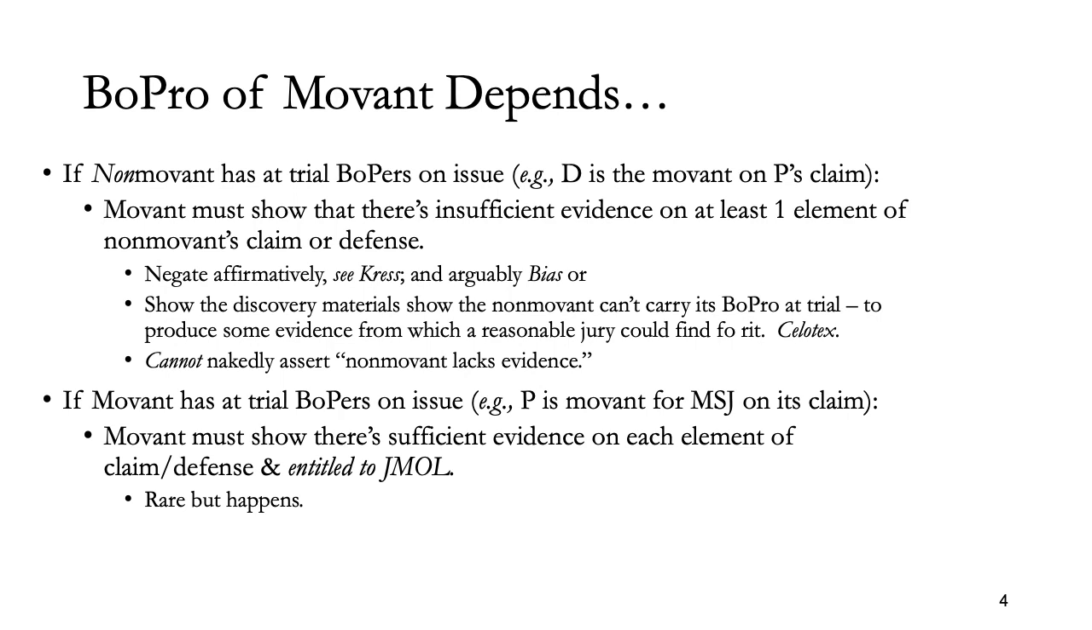The other way to meet the burden of production is to show the discovery materials show the non-movant can't carry its burden of production at trial. And their burden is to produce some evidence from which a reasonable jury could find for it. Sorry about the typo there. So again, my burden at trial is to produce some evidence from which a reasonable jury could find for me. If I don't produce any evidence at trial, the jury cannot find for me.